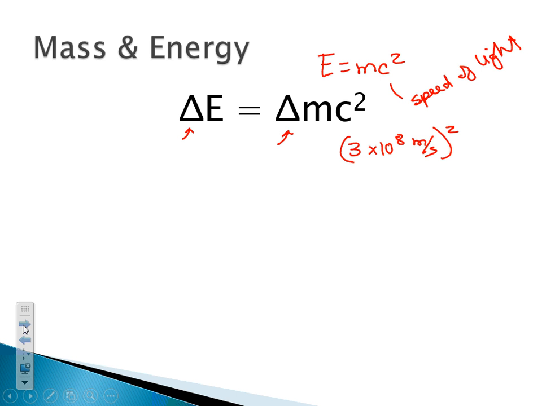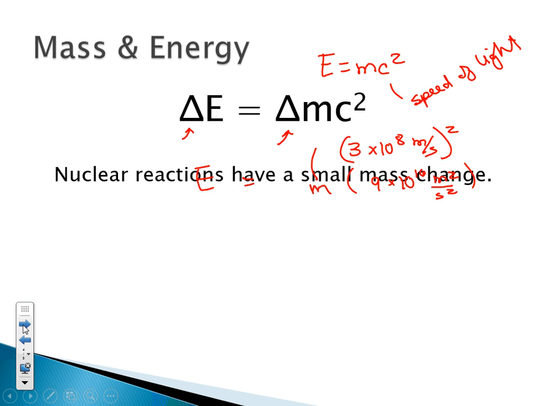So you might remember as you square it, it becomes 3, let's square the 3 as well. So 9 times 10, remember if you're squaring, you multiply the exponent by 2, times 10 to the 16th meters squared per second squared, and you'd be multiplying that by a mass. And that gives you your energy. We call this, when the reactions have a small mass change, a mass deficit.